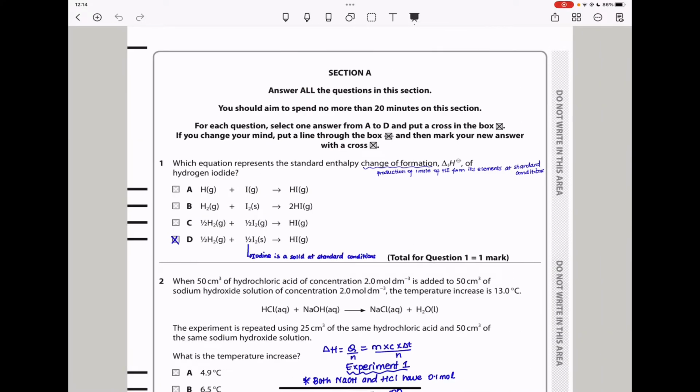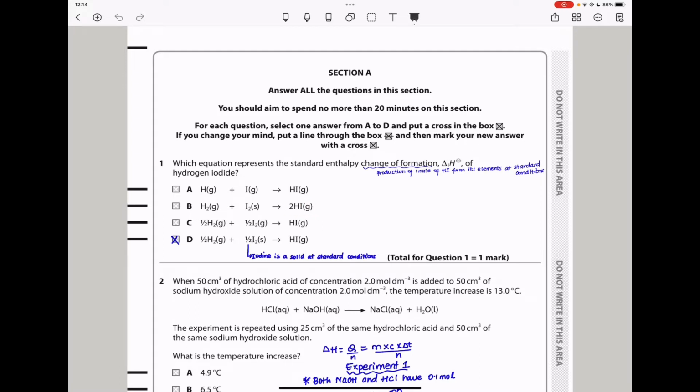Question 1 says, which equation represents the standard enthalpy change of formation of hydrogen iodide? You need to remember that standard enthalpy change of formation is when 1 mole of hydrogen iodide is formed from its elements at standard conditions. So in this case, when we look at A, hydrogen element is not that, so iodine element is not that. Here we could assume it's okay, however, the product is 2 moles and therefore that disqualifies B.